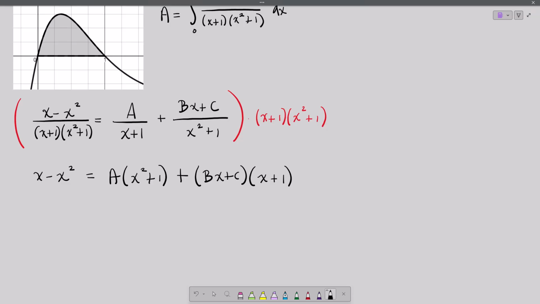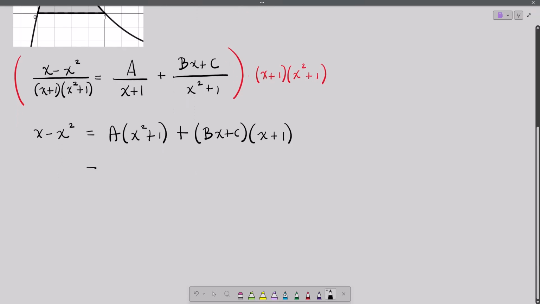This one seems simple enough to multiply out and just go with the regular system approach. So let's do that. Let's just multiply this out, and then we'll equate the corresponding coefficients. So we'll FOIL this out.